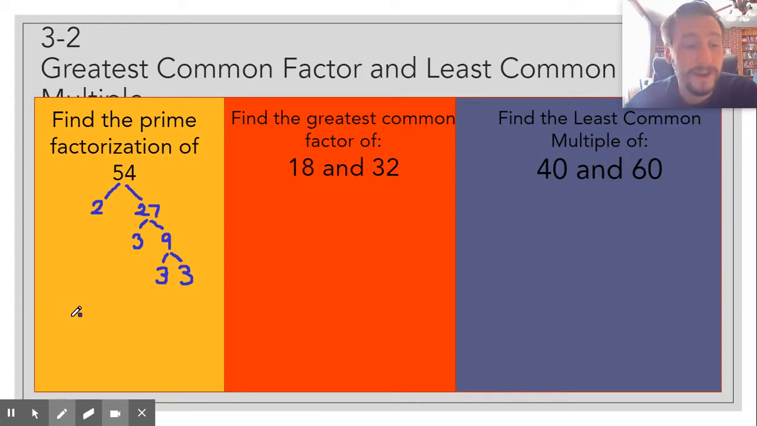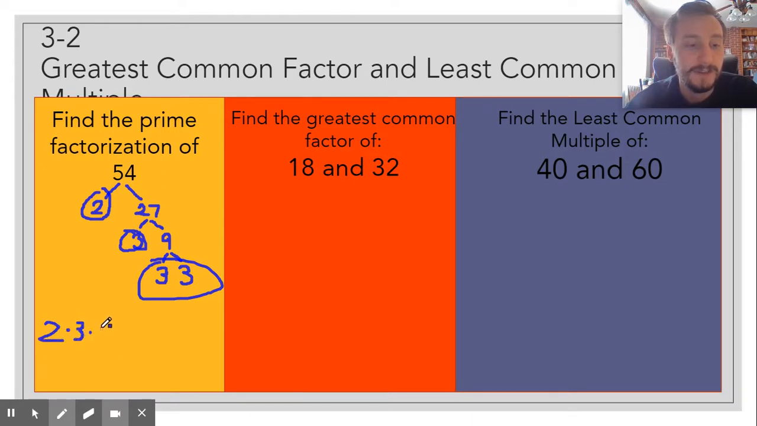Now, one way we could write this, when it says find the prime factorization, all you do is you take these prime numbers and you write them out like this. 2 times 3 times 3 times 3. So that's the prime factorization. 2 times 3 times 3 times 3.